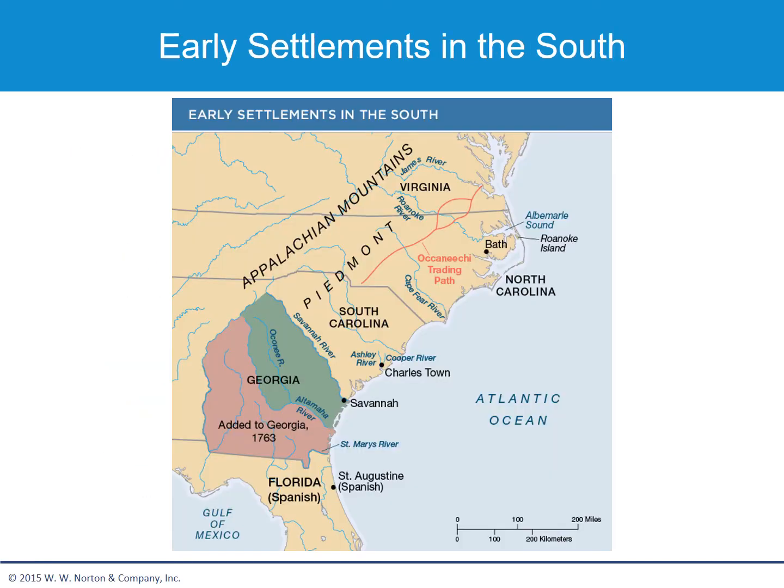This map just shows us some more of the early settlements in the South. You can see by the time we have this map created, South Carolina and North Carolina have been separated. Virginia is above North Carolina, and then we will have Georgia, which will be below South Carolina, which we will talk about eventually.